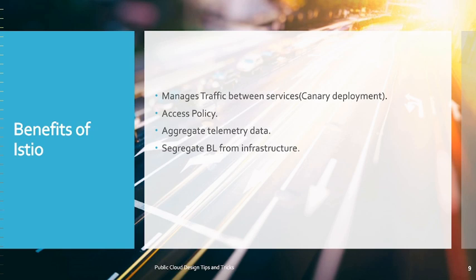So this is what the traffic splitting capabilities are. Access policy, who can access your services or who has the permissions, can all be defined there. Aggregate telemetry data: your Prometheus kind of solution can also be integrated with your service mesh like Istio, where you can aggregate all your telemetry data and send it to your monitoring location or logging location. The main logic is to segregate business logic from your infrastructure. That is the benefit of Istio.